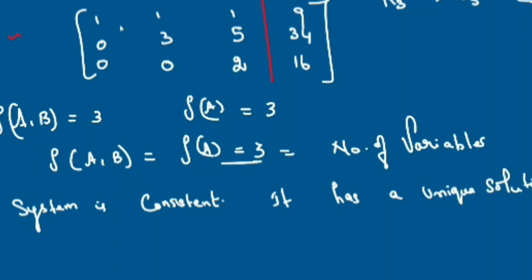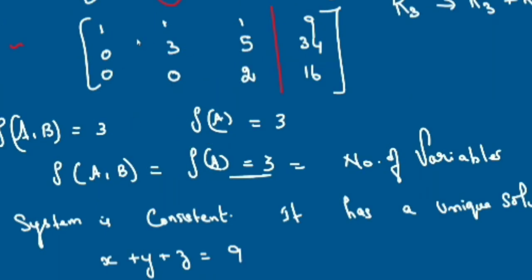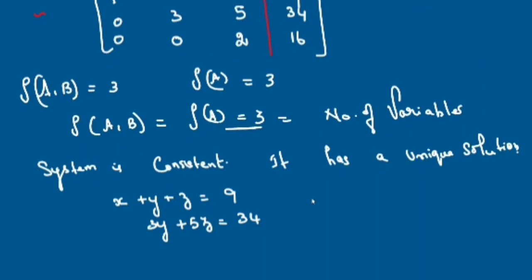You have to write the equations now from this matrix. The first equation is x plus y plus z equal to 9. Second, there is no x here: 3y plus 5z is equal to 34. The last one: 2z, there is no x, no y. So 2z is equal to 16, z is equal to 8.